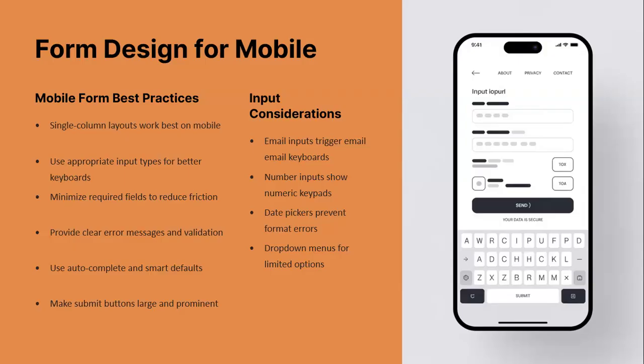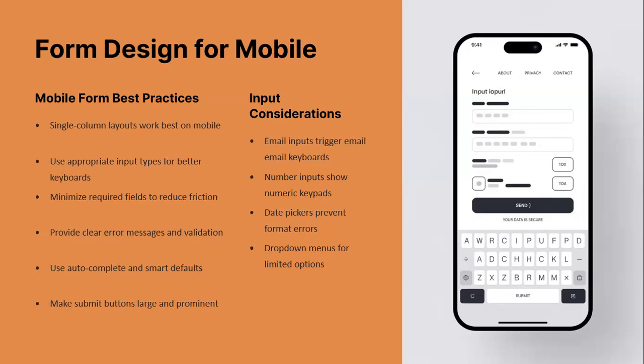Then input consideration, like I said, email input triggers the email keyboard, very important. For example, on OPay, when you want to type an account number, for non-OPay payments, it doesn't show the normal keyboard, it shows letters. But for OPay payment, it shows alphanumeric, your normal keyboard. So I know that OPay does that.